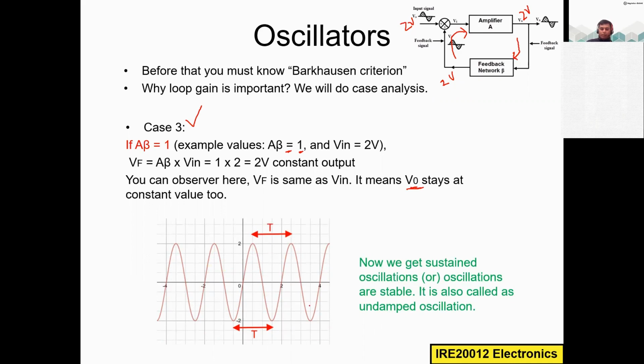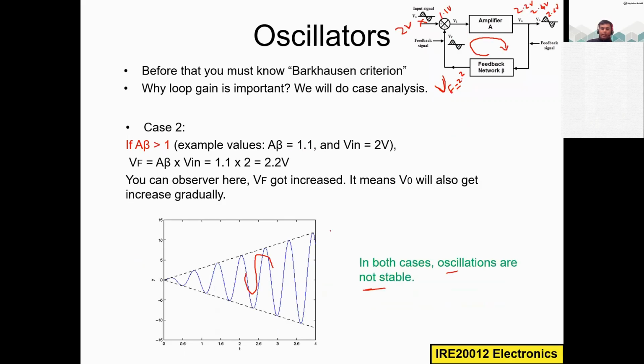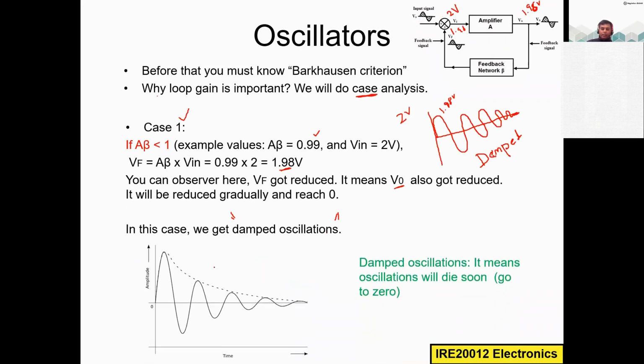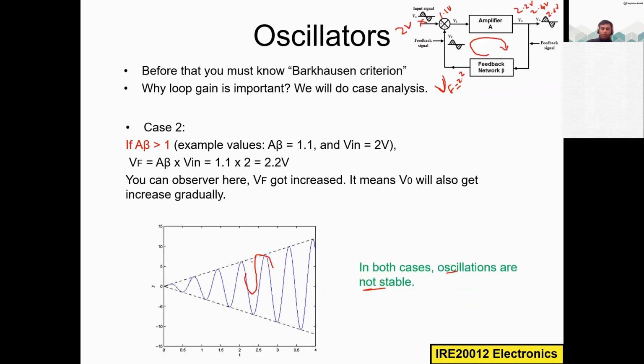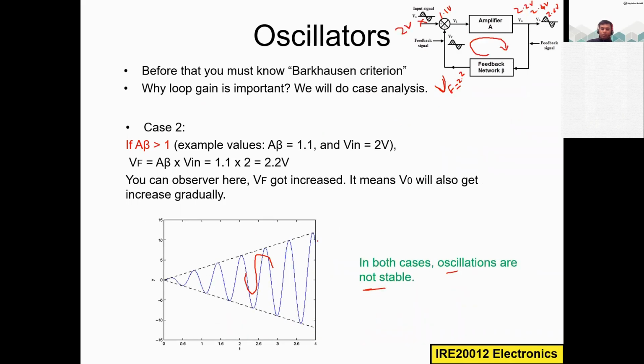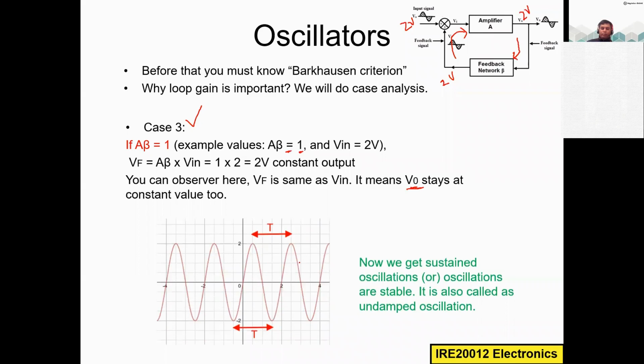This is our target or our goal. So we do not want the oscillation to die like this. And we do not want the oscillation to increase more and more. We want the stable value, right? So this is what we want. So if you want to achieve these stable oscillations, then you have to have this A beta value equal to 1. This is the condition.